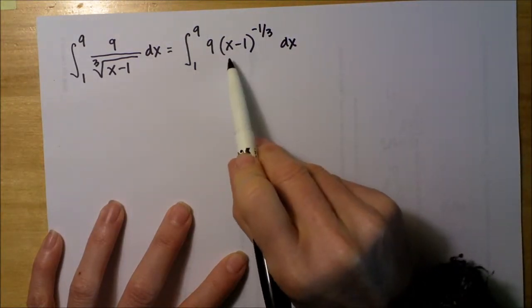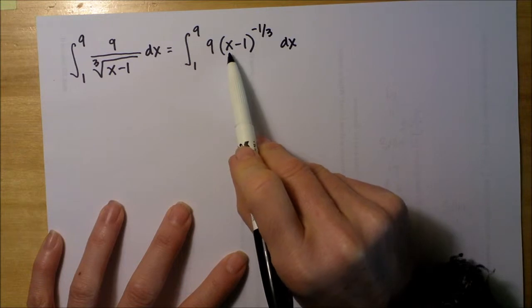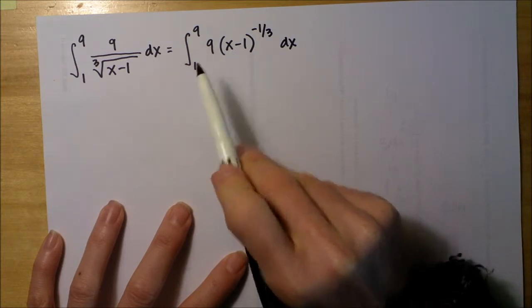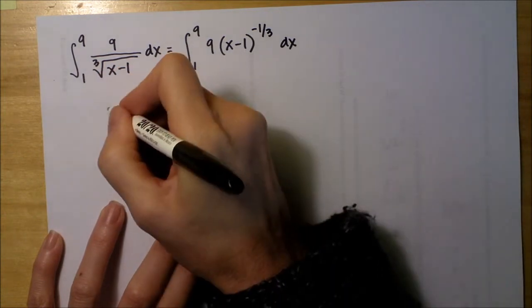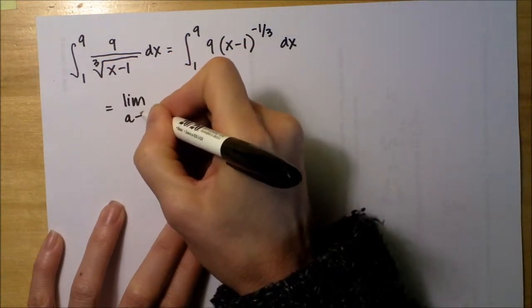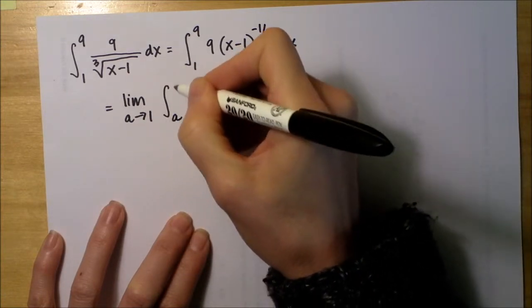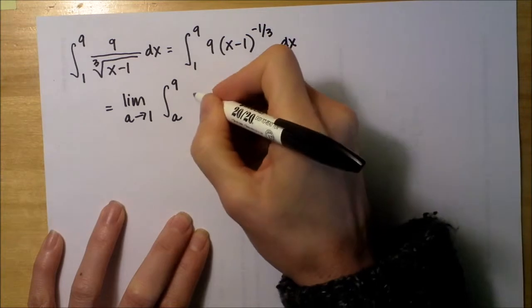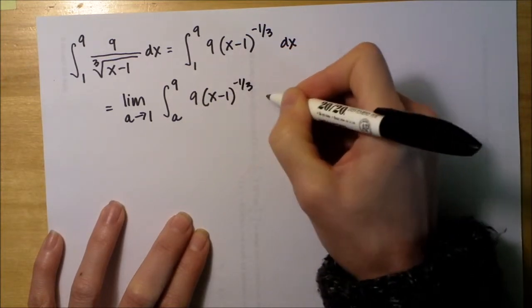This is improper because the function doesn't exist when x is equal to 1. So that's why it's improper. The 1 is the bound on the integral that has to go, so we'll replace it with an a, and we'll say as a goes to 1, the integral will be from a to 9 of 9 times x minus 1 to the negative 1/3.